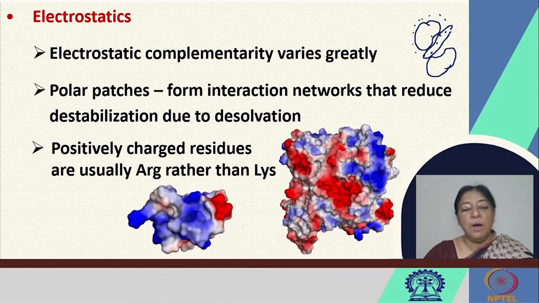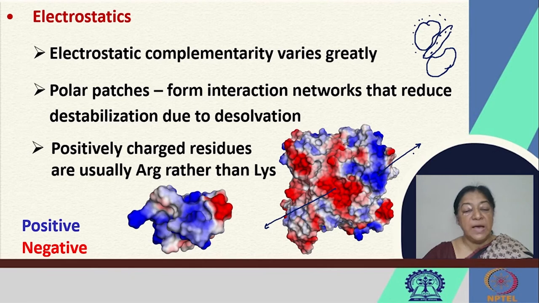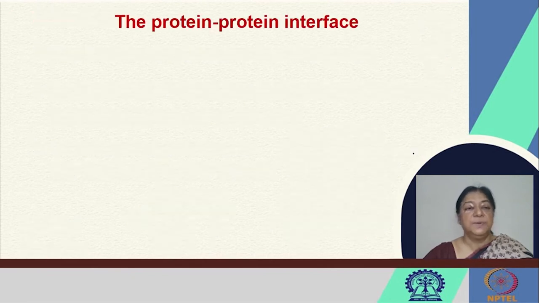And we have the complementarity of the surfaces here that would result in a strong interaction, given that these are the negative patches and these are the positive patches. So depending upon the structural electrostatic complementarity, we can have a complex formation. So we have the positive and negative parts here.